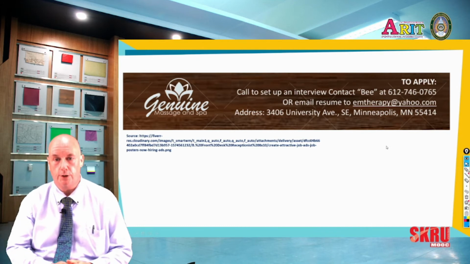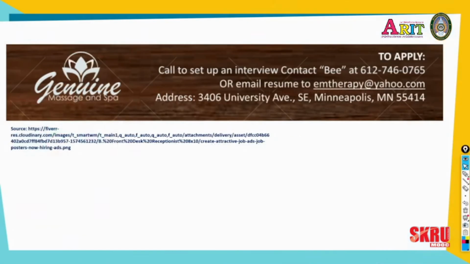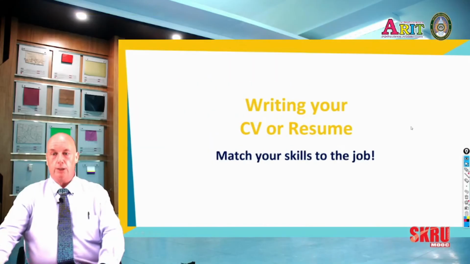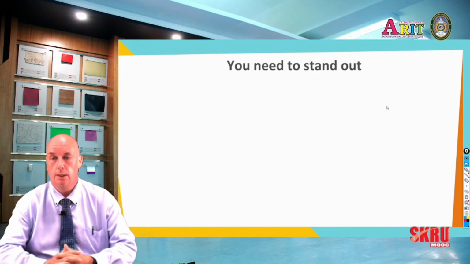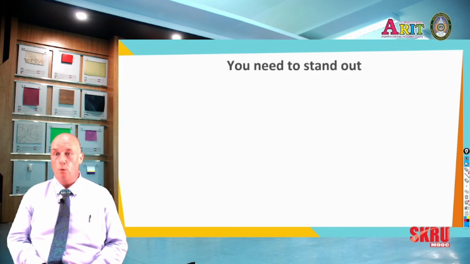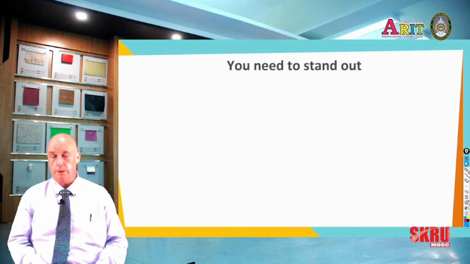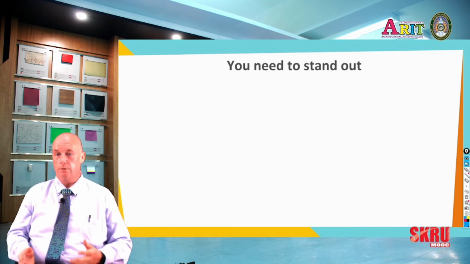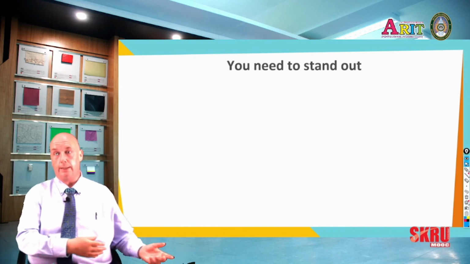So there's lots of good information in the advert, and you need to show all of that in your CV when you write it. So we want to make sure we match our skills to the job. When you write your CV or your resume, it's important that you stand out. Some companies will receive thousands of applications for a small number of jobs. So they have to go through those applications very quickly. Anyone that doesn't clearly meet the requirements will be put aside.